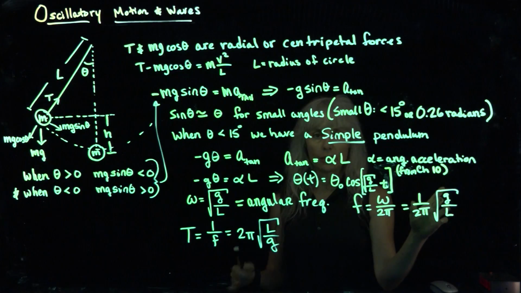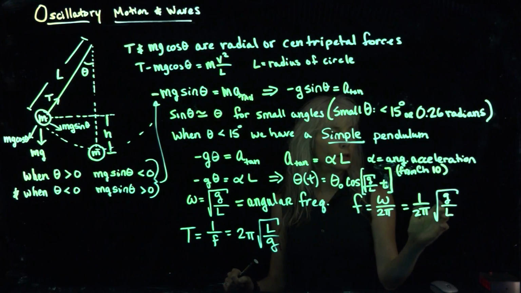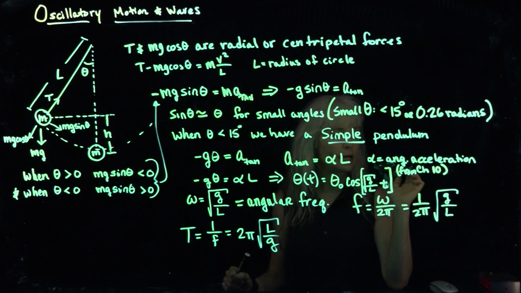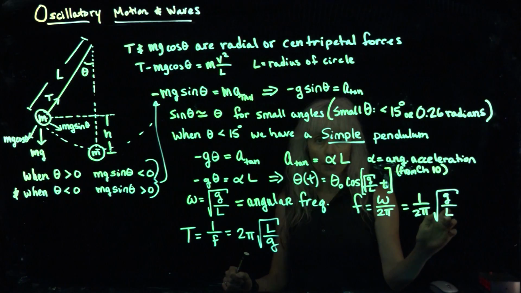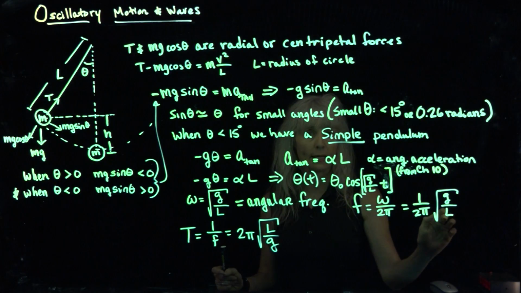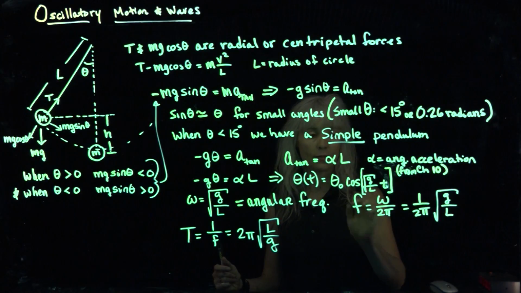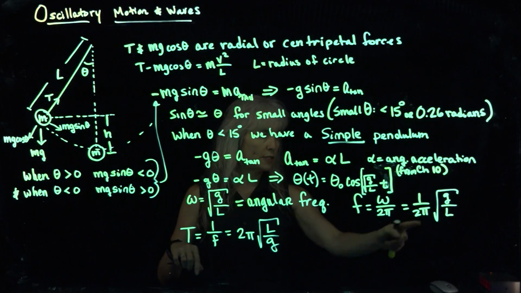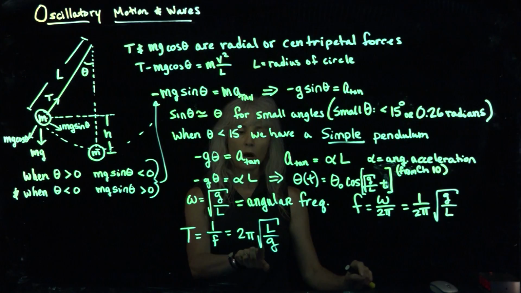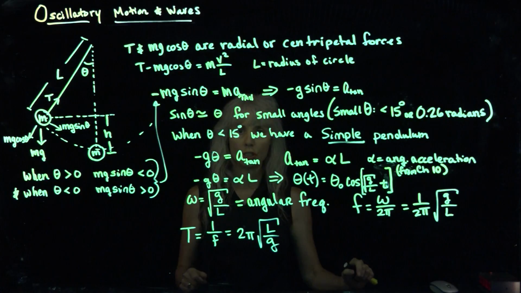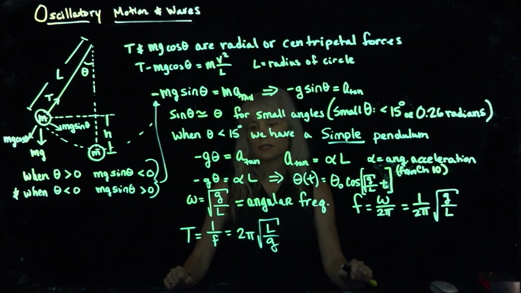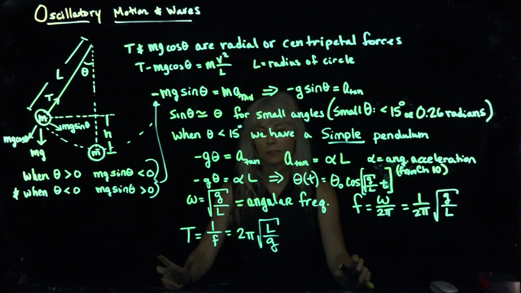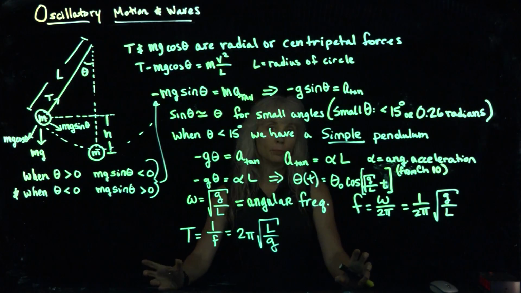Notice that the square root of the acceleration due to Earth's gravity is scaling directly as the frequency. And the square root of the length of the string is scaling inversely as the frequency. I can also solve for the period by just inverting the frequency. So when I invert this, I get 2 pi square root of L on g. So this gives us the frequencies, angular frequencies, and periods for the simple pendulum.